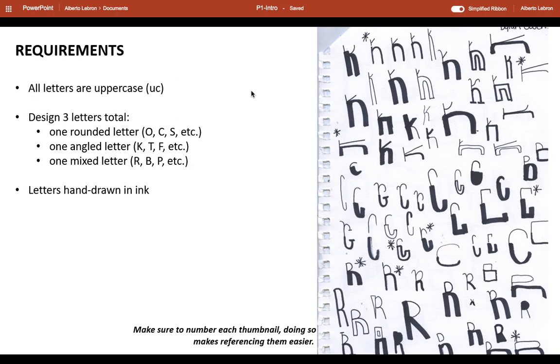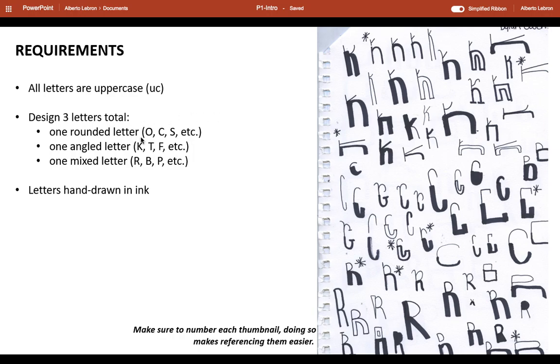Requirements: all letters are uppercase. Design 3 letters total: 1 round letter, like O, C, or S; 1 angled letter, like a K, T, or F; and 1 mixed letter, like an R, B, or P.